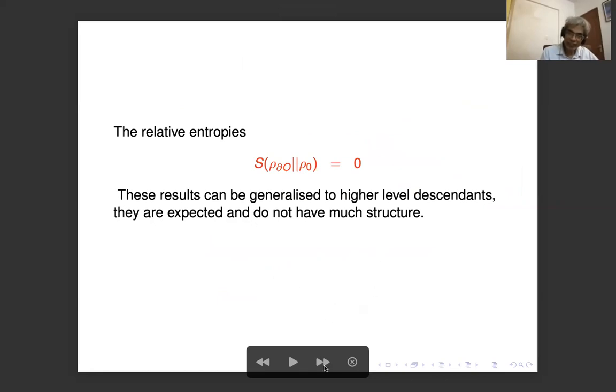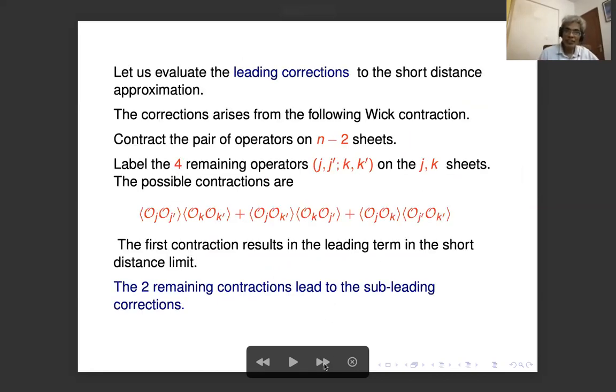But it doesn't have much structure. So let's go to the corrections to this. Right now, we contracted in the same wedge. So now, the next systematic correction is when you contract n minus 2 operators on the same wedge. The last 4 operators on the 2 wedges, label them as J, J prime, K, K prime as positions. You contract all possible contractions like JJ prime. This is the same wedge contraction, but then also JK prime, KJ prime, JK, and J'K'.